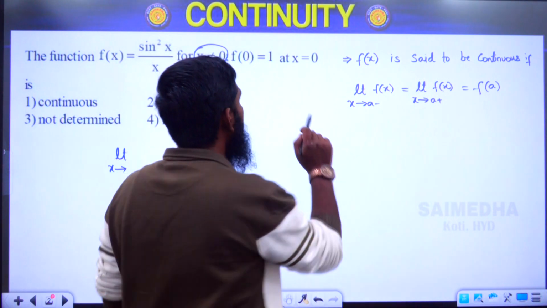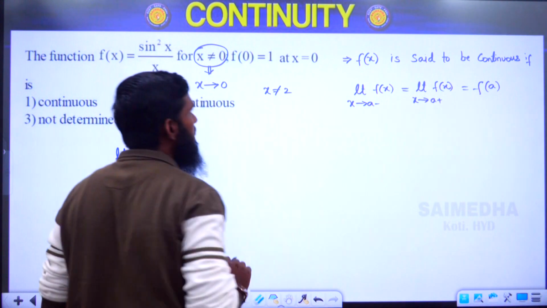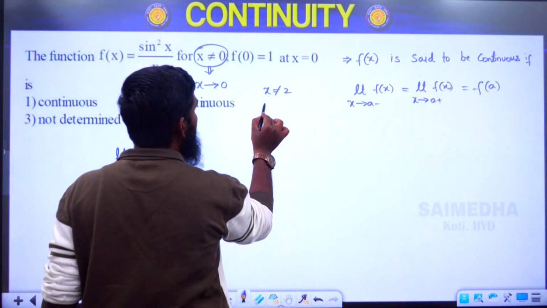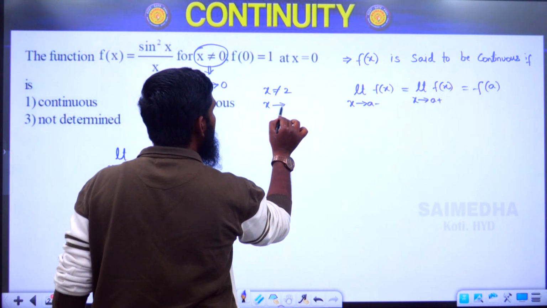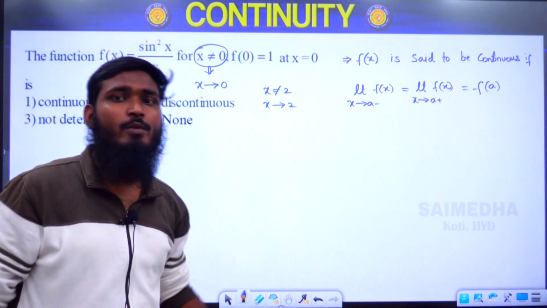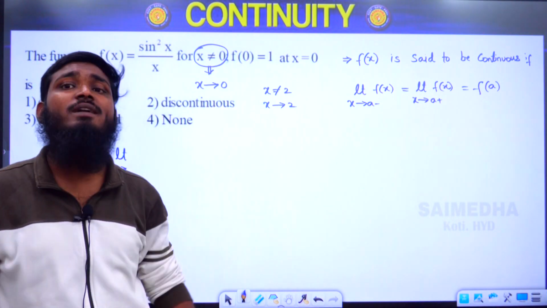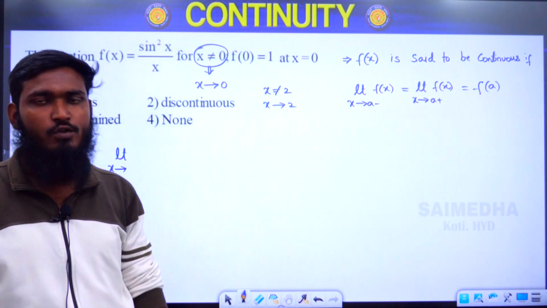Understood? Suppose x is not equal to 2 is given. X is not equal to 2 means x tends to 2. What is the meaning of x tends to 2? It can be somewhat less than 2 or somewhat greater than 2, but it is not equal to 2. Understood?